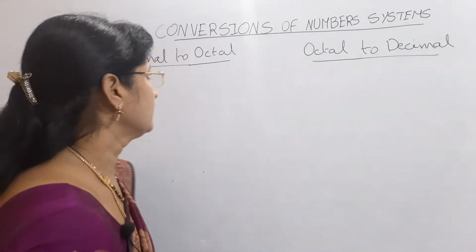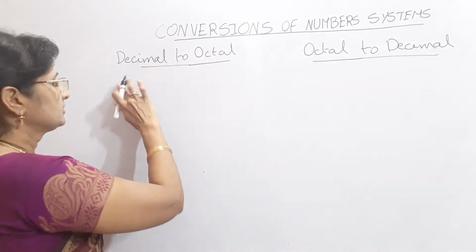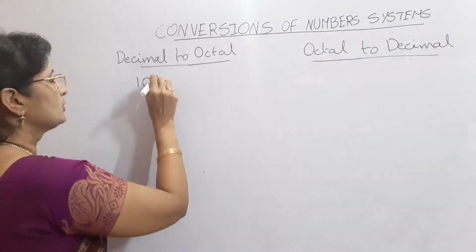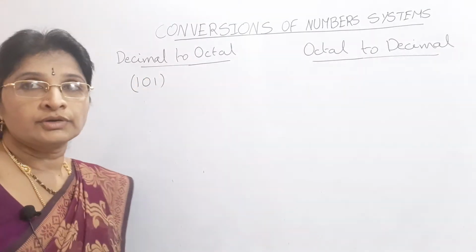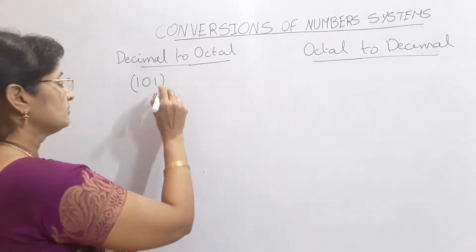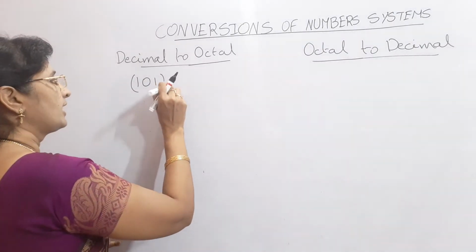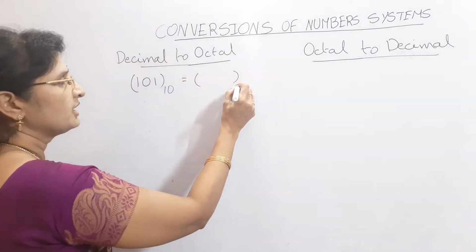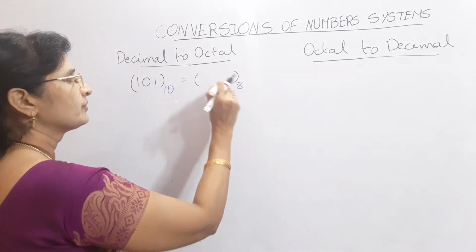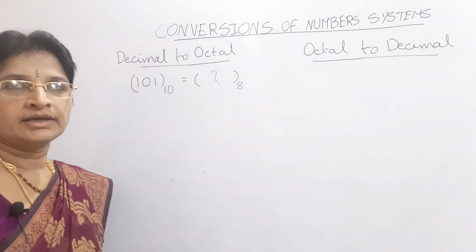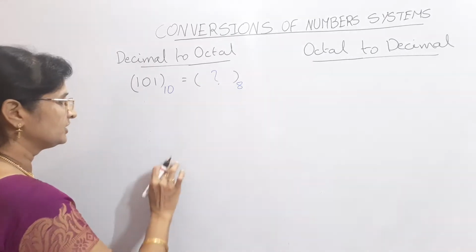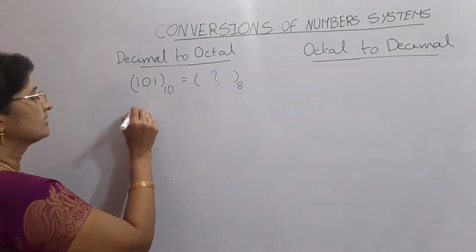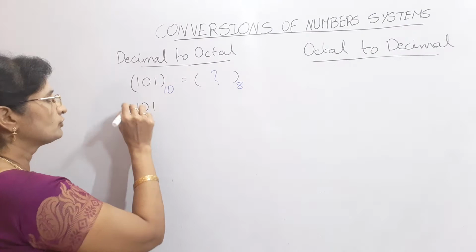So now we will take an example. For example, if you take 101, 101 is an example of the decimal number system. So the base is 10. Now you have to convert this number to octal, that is base 8. So what is the equivalent number? Here what you have to do is perform LCM, you have to perform LCM. For example, here you will take 101.